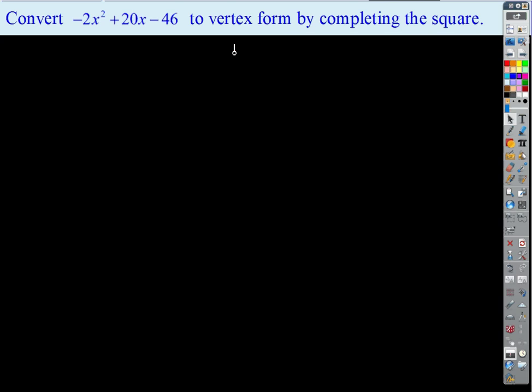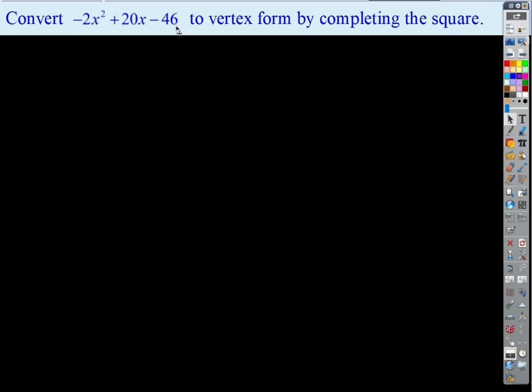So the goal here is we want to convert a quadratic function from standard form, ax squared plus bx plus c form, into vertex form, which uses the a's and the h's and the k's, right? So we can do this algebraically. There were 5 steps. Remember what the first one was?